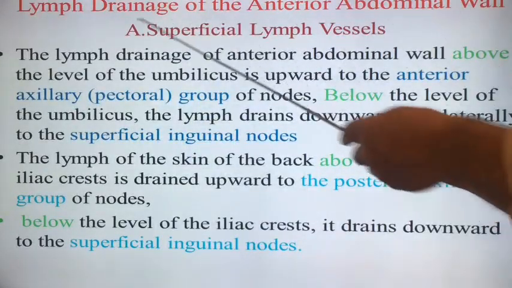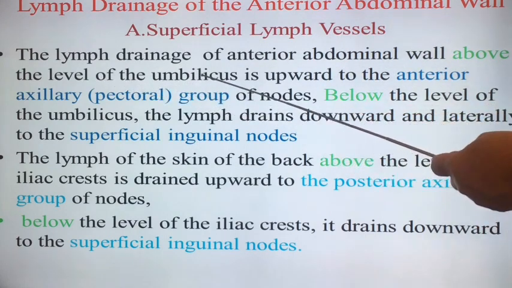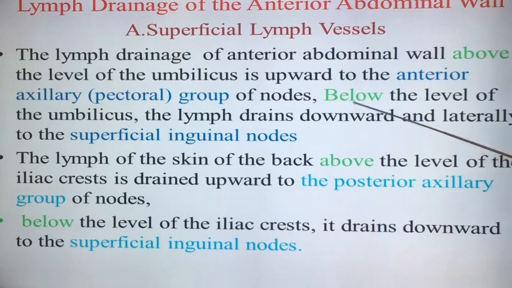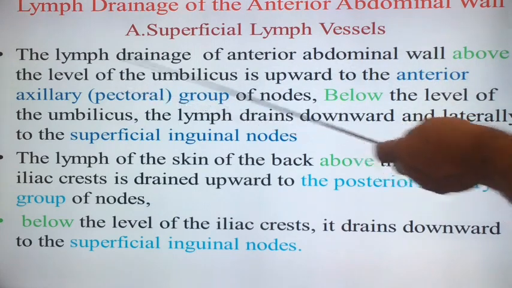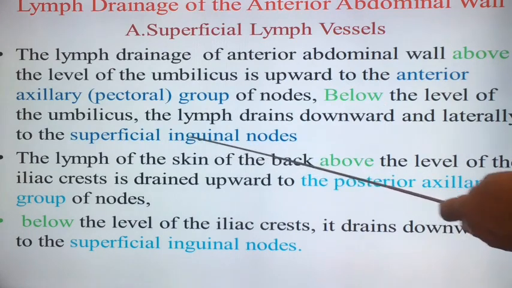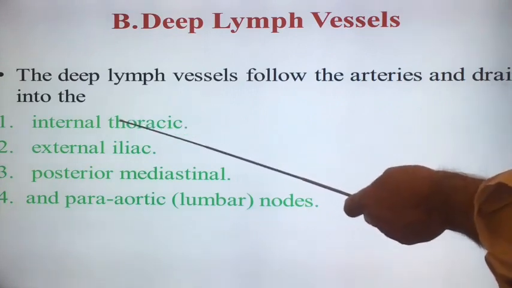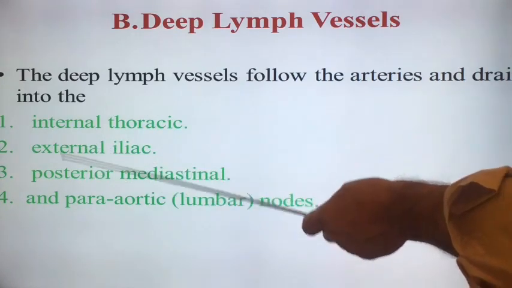The lymphatic drainage of the abdominal wall: superficial lymph vessels are also divided above the level of the umbilicus and below the umbilicus. Above the umbilicus, the lymphatic drainage goes to the axillary region. Below the umbilicus, the lymphatic system goes to the inguinal region. The deep lymph vessels follow the arteries and go to the internal thoracic, external iliac group, posterior mediastinal, and para-aortic nodes.